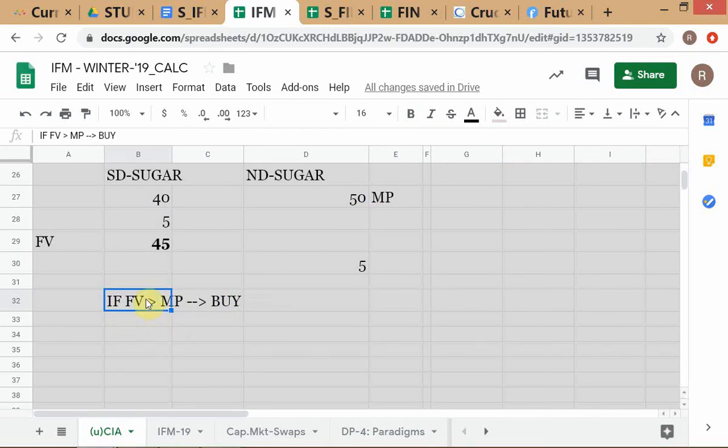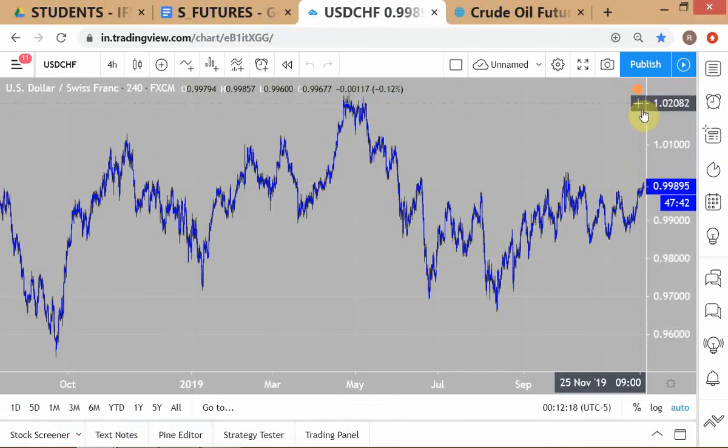In this example, the fair value is higher than the market price, and because you believe that the market price has to eventually move to the fair value, it means that as the market price moves to the fair value, if you look at this chart, if the fair value is here and the market price is here, it will have to appreciate. Follow this, we are making it very, very baby steps, just like we would explain it to a computer, so the logic is clear.